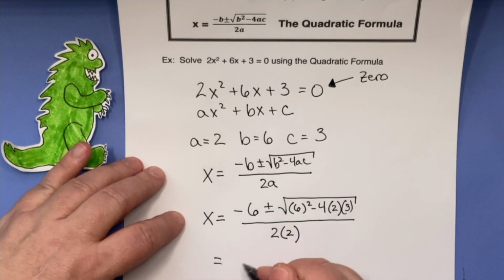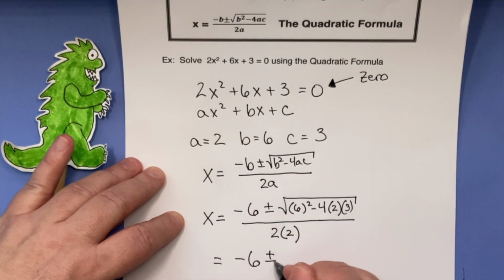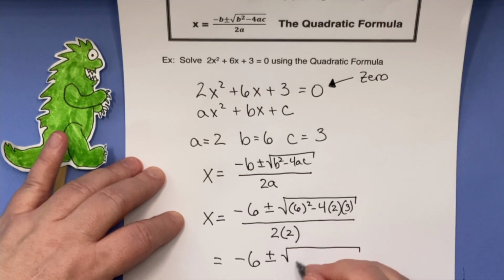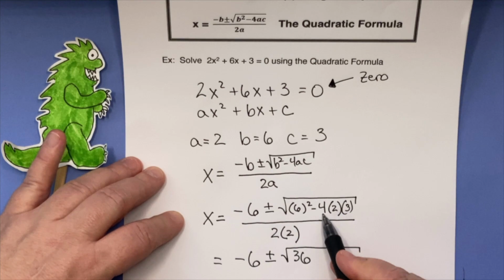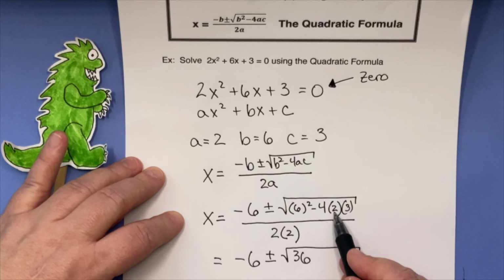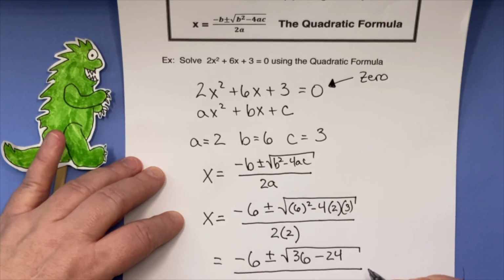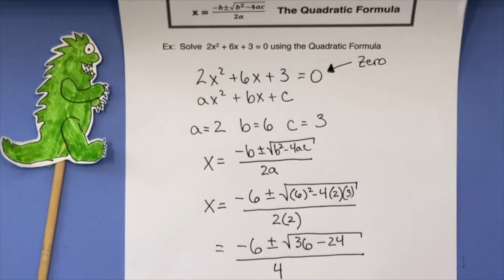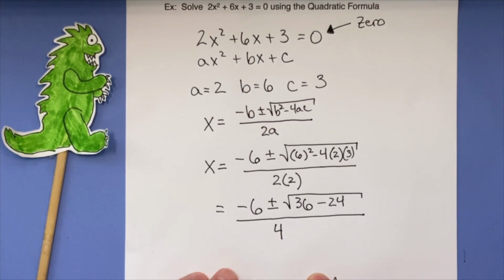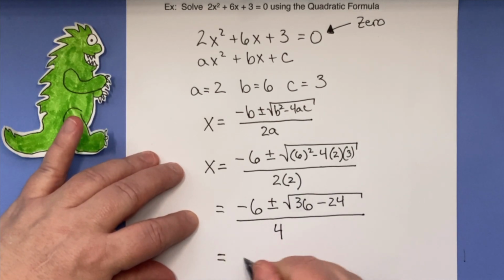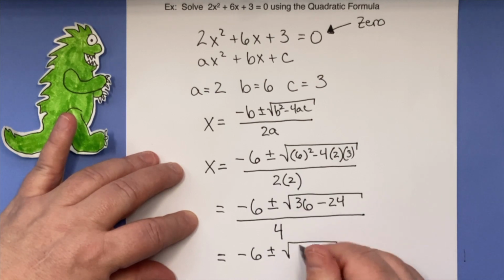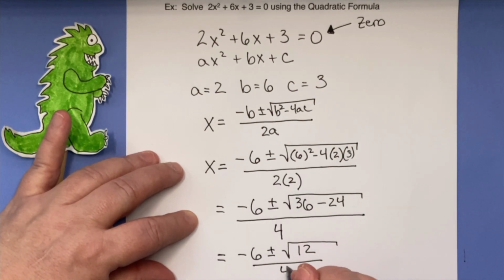Okay, so let's see. I get negative 6 plus or minus the square root. 6 squared is 36. 4 times 2 is 8, times 3 is 24, all over 4. Okay, not too bad so far. Now, we are going to have to simplify this a bit. So it's negative 6 plus or minus, and then 36 minus 24 is 12, all over 4.